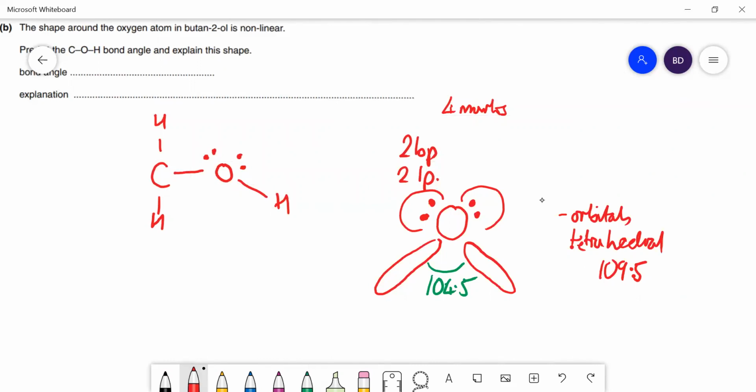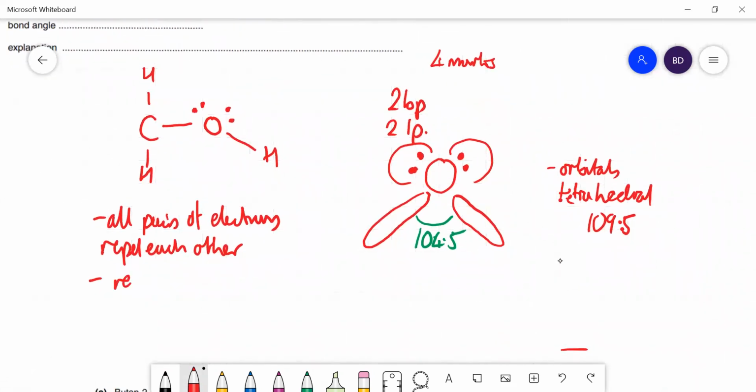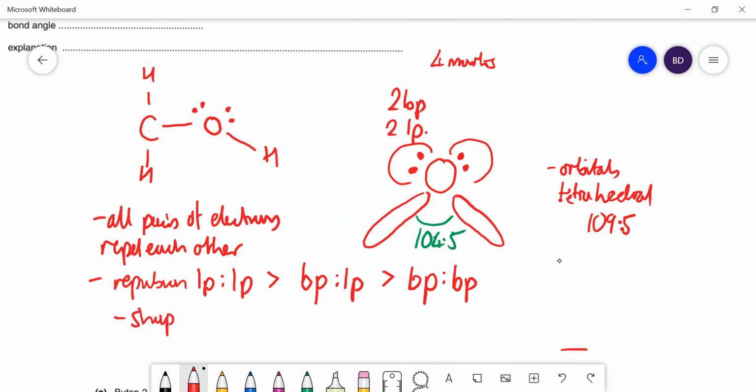What we're going to say is, I think you need to say that all pairs of electrons repel because they're all negatively charged. But the repulsion between lone pairs and lone pairs is greater than the repulsion between a bond pair and a lone pair, which in itself is also greater than the repulsion between a bond pair and another bond pair. That's due to the shape of the lone pairs. They're more bulbous, and that reduces the tetrahedral bond angle from 109.5 to about 104.5. So you need to say all of that for the 4 marks going. There's 4 marks going for that question.